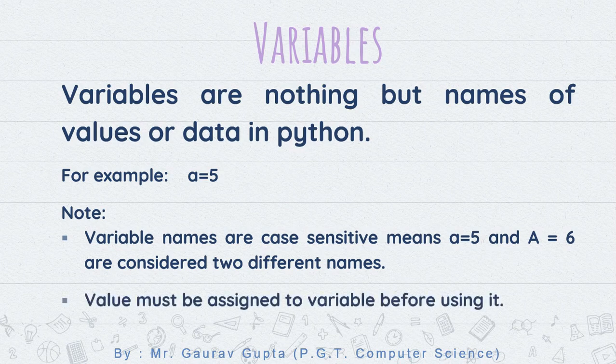Secondly, a variable must be assigned a value before using it in the program. Otherwise, the error, name of variable not defined, will occur. Also, it is worth mentioning that variable naming rules are the same as identifiers, because variables are also identifiers.